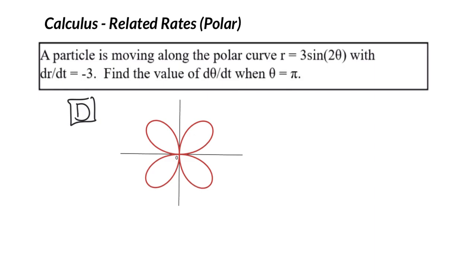The next thing is I like to write down the rate that I know. I know that dr/dt is equal to -3, and I like to write down the rate that I'm looking for. I'm looking for this.